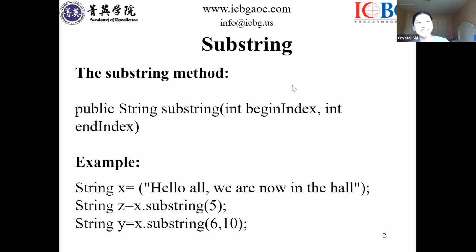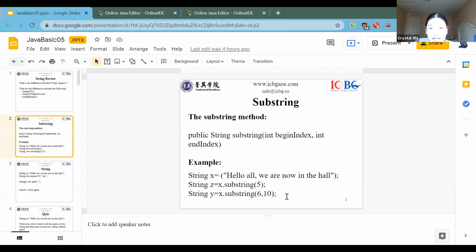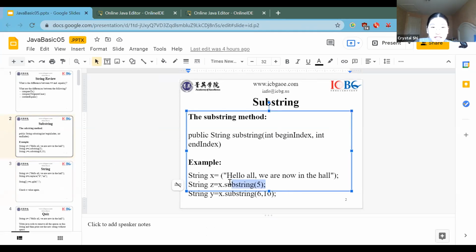But the substring method. So this has the form public string substring, right? So looking at this, we can tell that it's going to return a string to us. And so it takes in the arguments int begin index and int end index. And so it'll return a substring of this string that starts at the beginning index and goes up until, but not including, the ending index. So here's an example. Here, I'll paste it into the chat for you guys, so you guys can copy it into whatever IDE you're using.